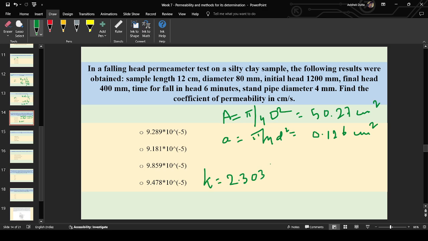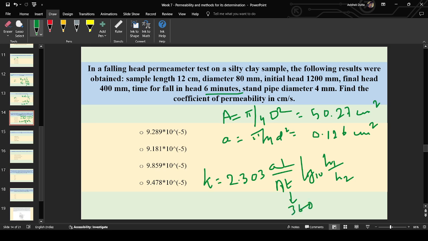Now we know that coefficient of permeability equals 2.303 AL divided by AT, log to the base 10 H1 by H2. Small a and capital A we have just found out. The value of L is the sample length, 12. The value of T is time, and time over here is 6 minutes converted into seconds, it is 360 seconds.